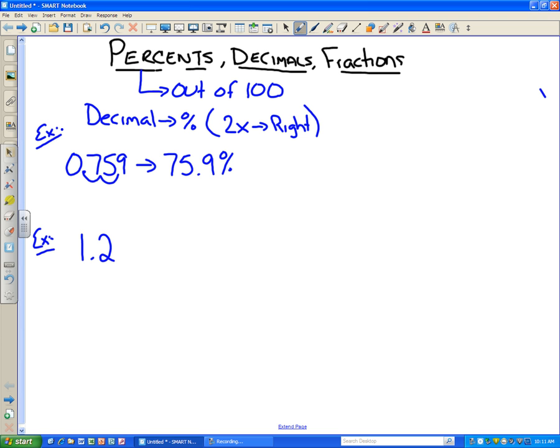The decimal 1 and 2/10. So this decimal is more than a whole. So that tells me that my percentage is going to be more than 100%. So again, we move it 2 spots to the right. We add a 0 as a placeholder. So we would get 120%.